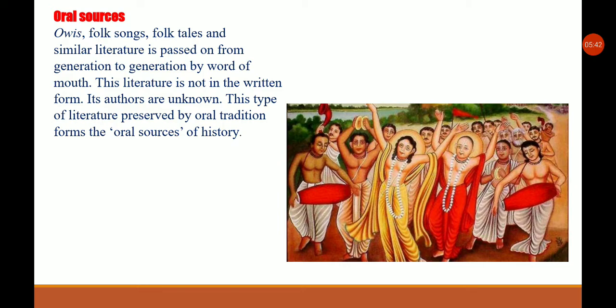Folk tales and similar literature is passed on from generation to generation by word of mouth. They were not written sources. These are called only oral sources. They used to memorize all the Ovis. This literature is not in the written form. Its authors are unknown. This type of literature, preserved by oral tradition forms, these are called as oral sources of history.